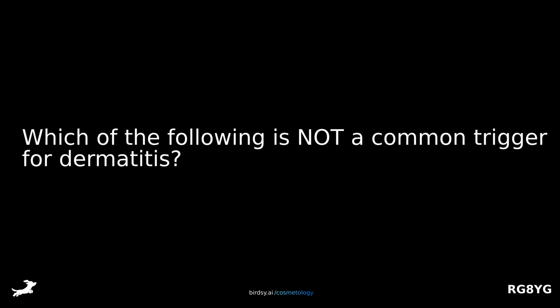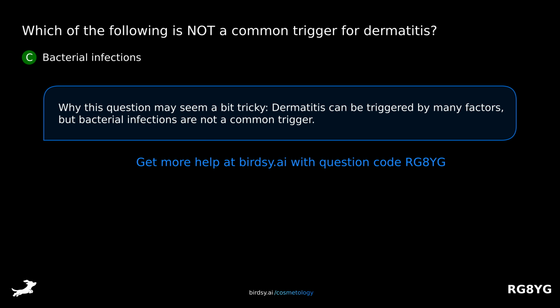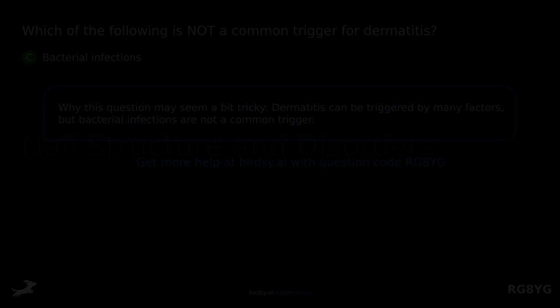Which of the following is not a common trigger for dermatitis? Is it A, allergens, B, irritants, C, bacterial infections, or D, stress? The answer is C, bacterial infections. Why this question may seem a bit tricky. Dermatitis can be triggered by many factors, but bacterial infections are not a common trigger.